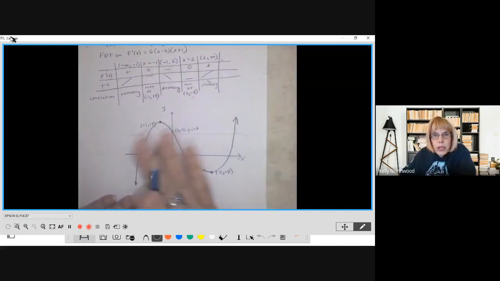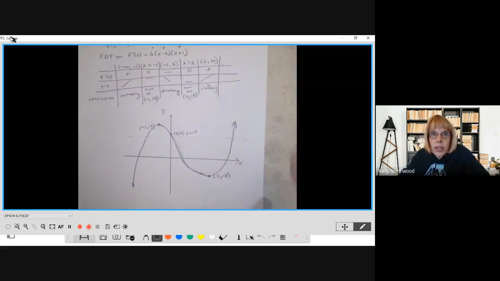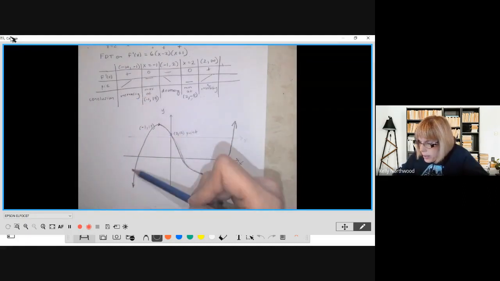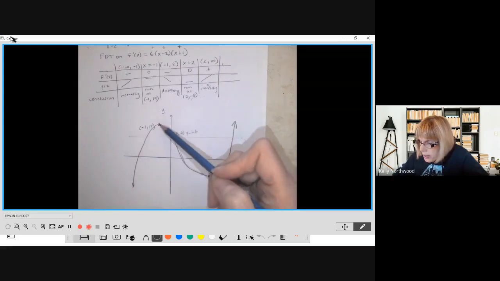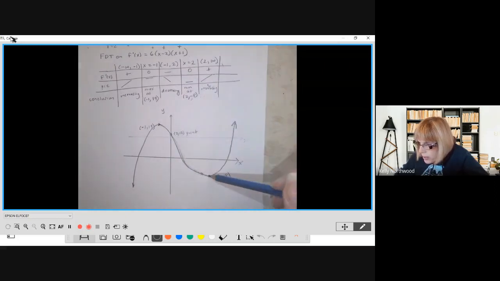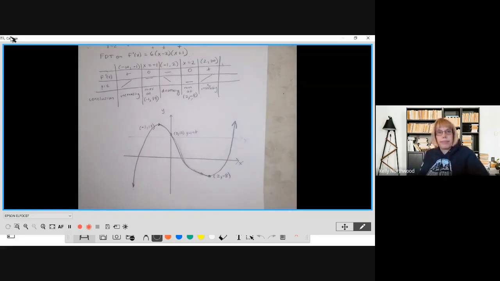And then just always double check your picture with the chart, and this afternoon it'll be with the two charts. But we're increasing from negative infinity to -1. Yep, always increasing. Maximum at -1 and 19. Decreasing from -1 to 2. Yep. Minimum at 2, -8. And then always increasing after that. All right, that's the first derivative test.